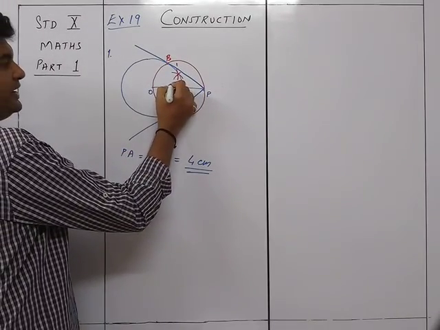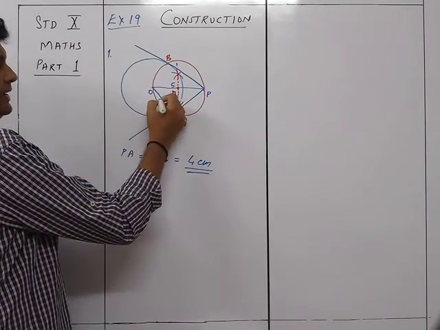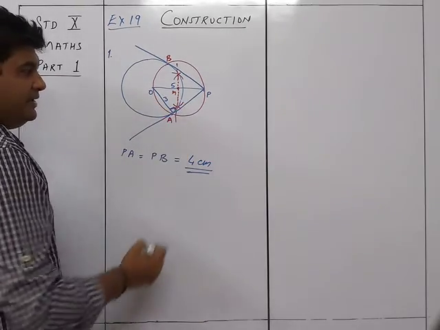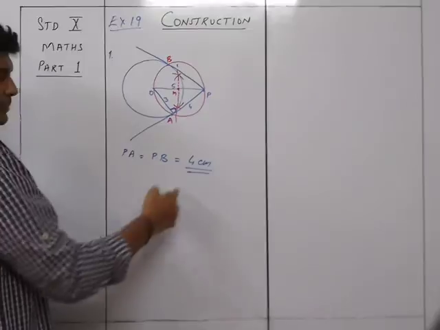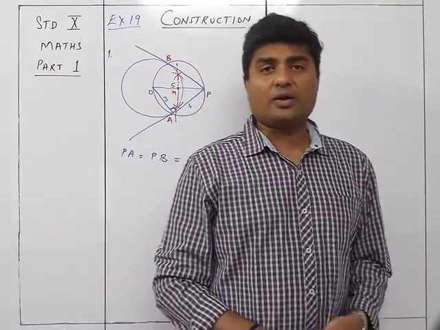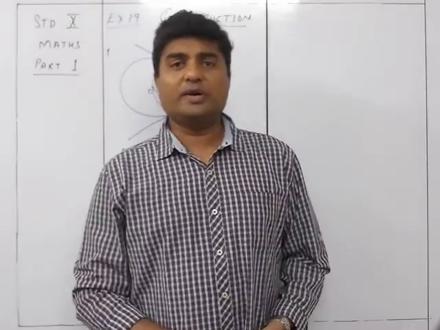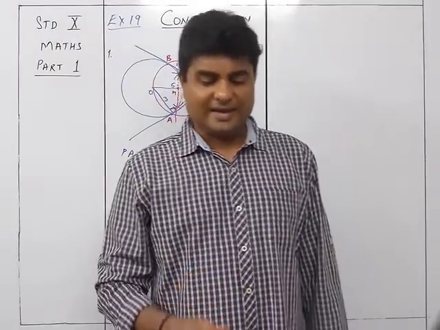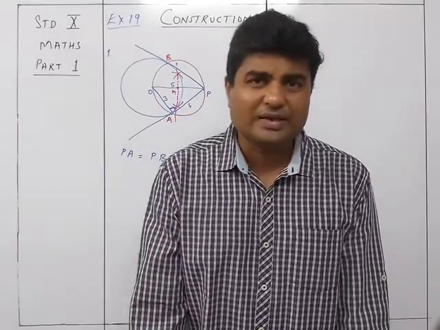We are given that OP is 5 and OA is equal to 3. So by Pythagoras theorem, because this is 90 degrees again, this will be 4. So that's why PA is equal to PB is equal to 4 centimeters. Of course, you don't need to do the calculation. You are just going to take the scale and measure it and write the answer. No need for calculation. But yes, if it is something like this, you know that the answer should be 4.